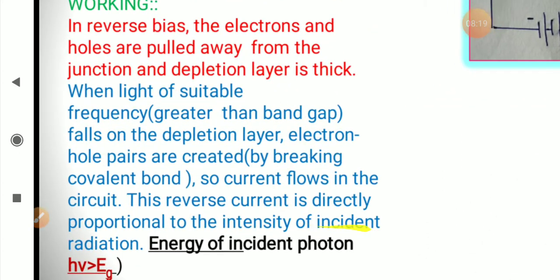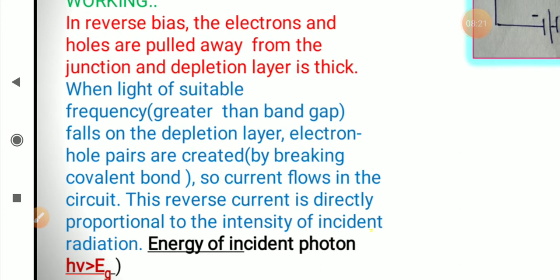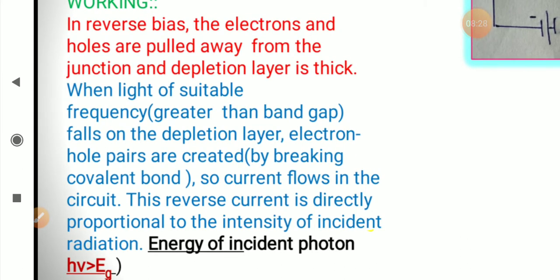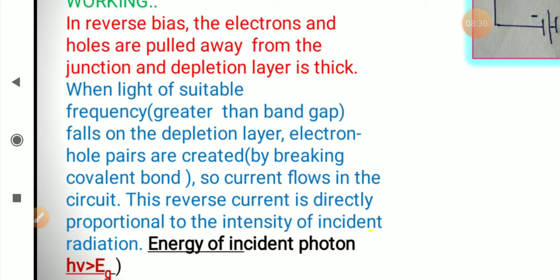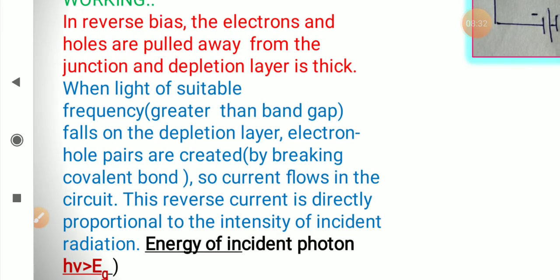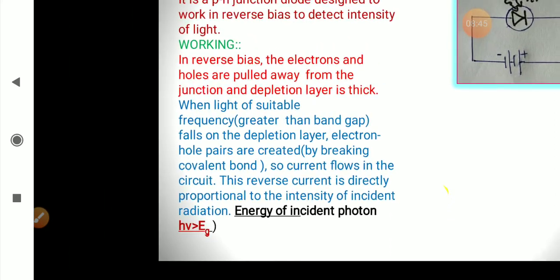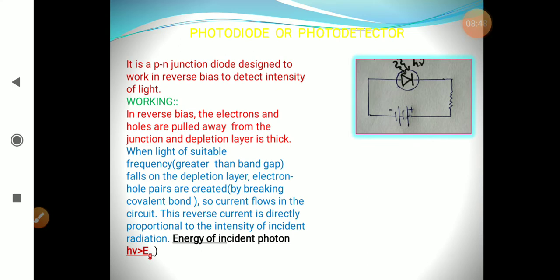Now, when light of suitable frequency, greater than the band gap, falls on the depletion layer, electron hole pairs are created by breaking of covalent bonds. So, current flows in the circuit and this reverse current is directly proportional to the intensity of incident radiation. So, the necessary condition for detection of any radiation is h nu should be greater than Eg.